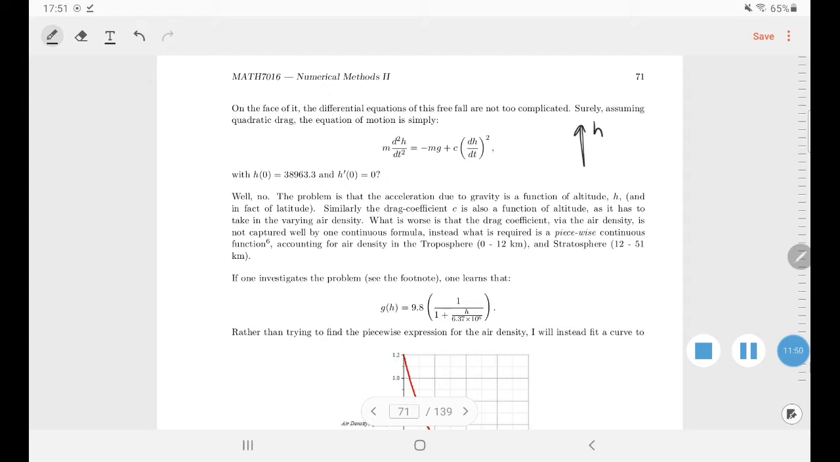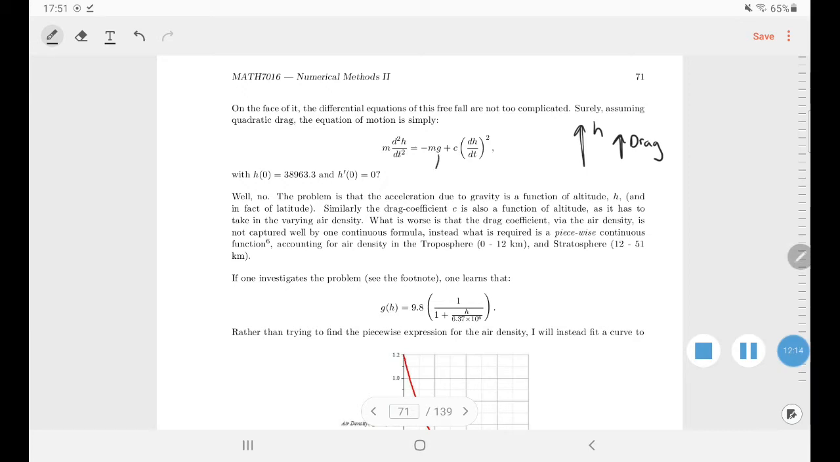So if it's quadratic drag, you've got mass times acceleration. Gravity is going down, so it's minus mg, and then the drag is proportional to velocity and in the up direction, so it's a plus. Surely it's as simple as that. No, the problem is there are a few problems.